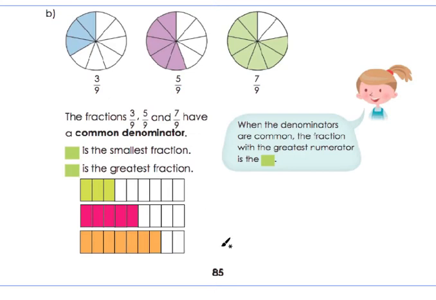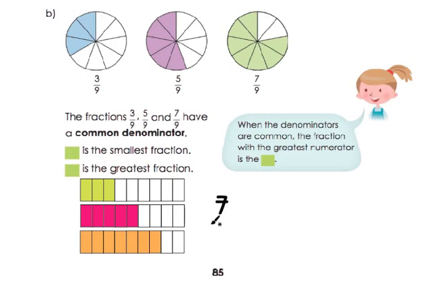Imagine here they tell you from greatest to least. So this would be the greatest fraction. That means 7/9. Separate with a comma. Then what's smaller than this? This. 5/9. And 3/9.